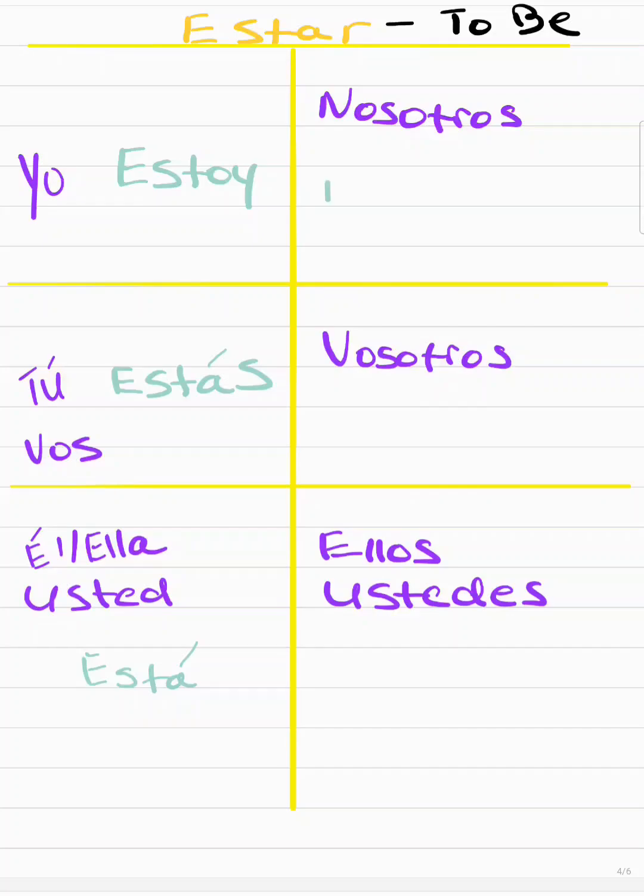Nosotros estamos. And this is one of those weird ones about nosotros. Nosotros usually doesn't carry an accent, even if it's in the rest of the conjugations. So this will be the only one that does not have an accent. Vosotros estáis. Ellos, ellas, ustedes están.